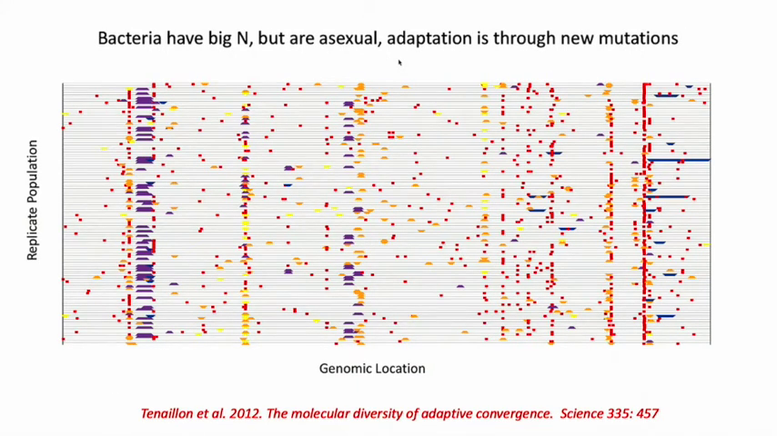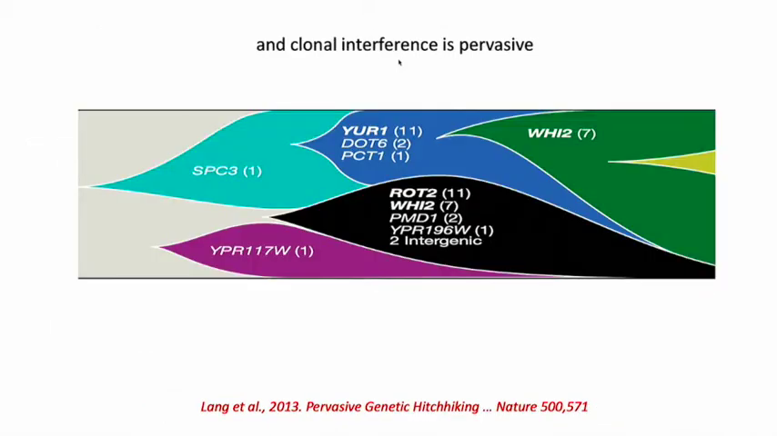So that's why we think we need a model that can do this. This is data from an old paper of ours where we did a highly replicated experiment in E. coli and looked at where all the mutations are that were probably important in adaptation. Although bacteria have big N, they're asexual, so adaptation is necessarily through new mutations, and the dynamics of those mutations is impacted by clonal interference. So it's a great system, but we can't really model evolution in sexuals using it.